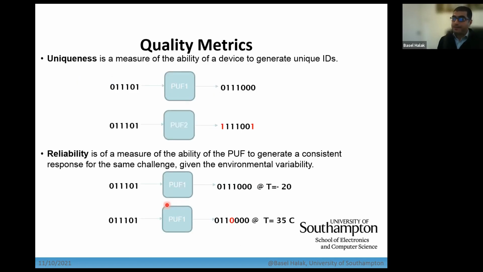Now we know what a PUF is. How do we judge whether a particular design is a good PUF or a bad PUF? For this, we've got a number of quality metrics, and two of the most important are called uniqueness and reliability. Uniqueness is a measure of the ability of the PUF design to generate a unique ID. Effectively, if you implement the same PUF design on different chips, it should generate different outputs for different chips, assuming I'm applying the same challenge. Because that's the whole idea of the PUF.